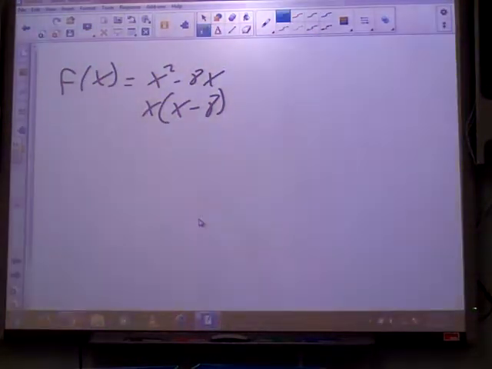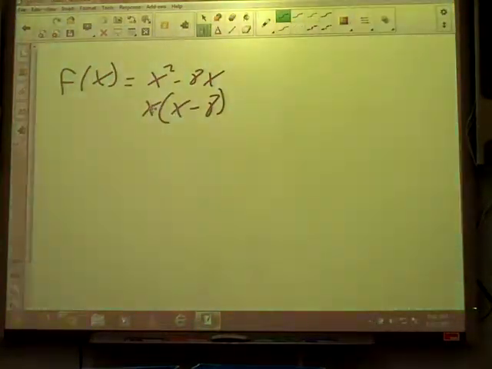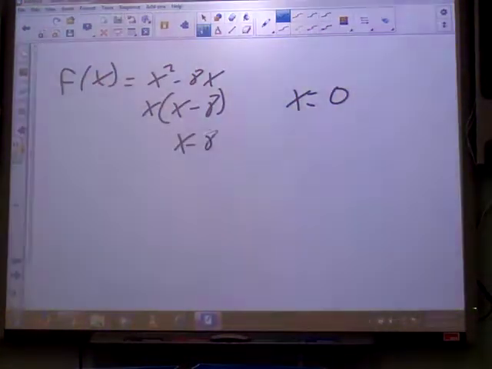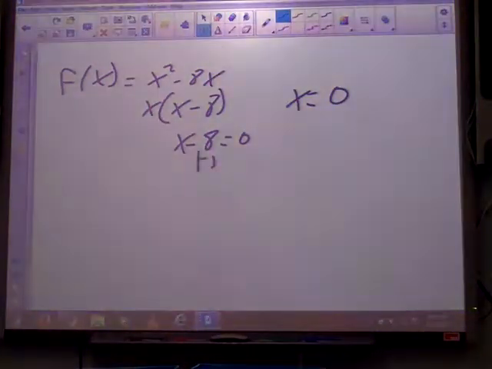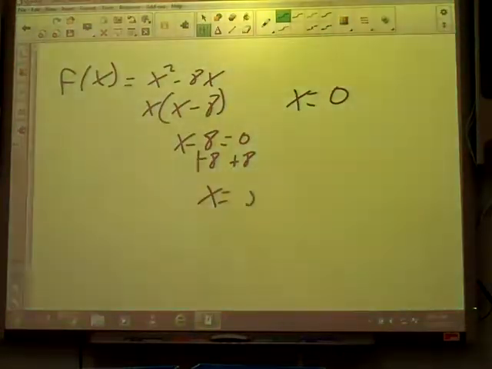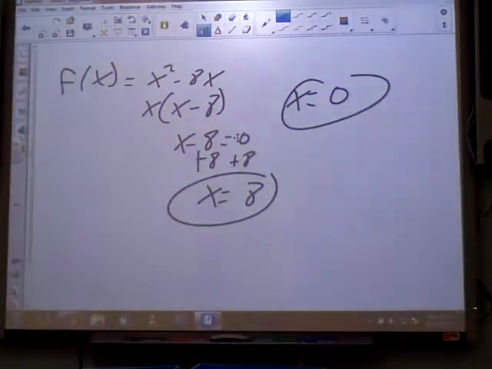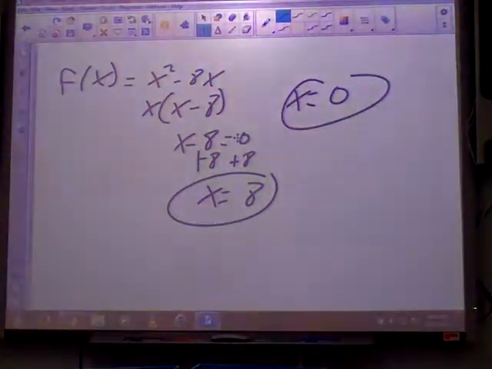Now I've got 2 factors. So just like we did before, I set both those factors equal to 0 and solve. This is so easy because x equals 0. There's one answer. And then x minus 8 equals 0. There's your other answer. I like those kind. Yeah. Nothing to that. Easy way.